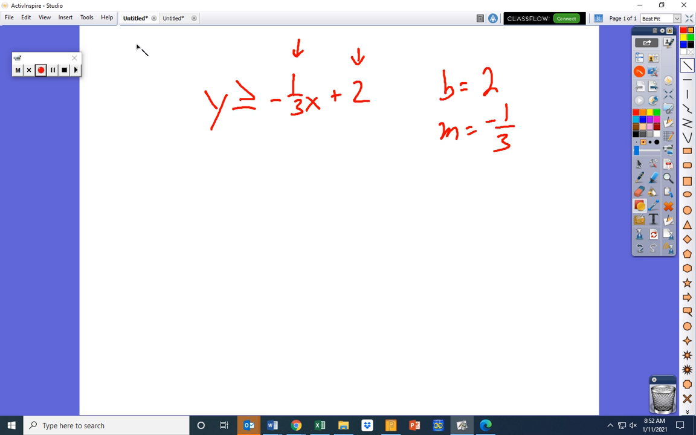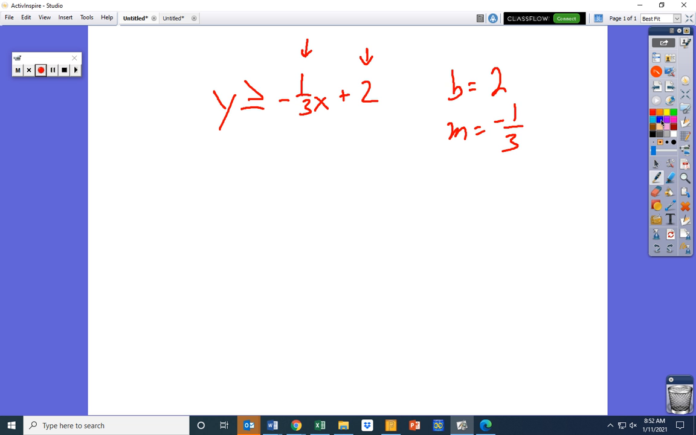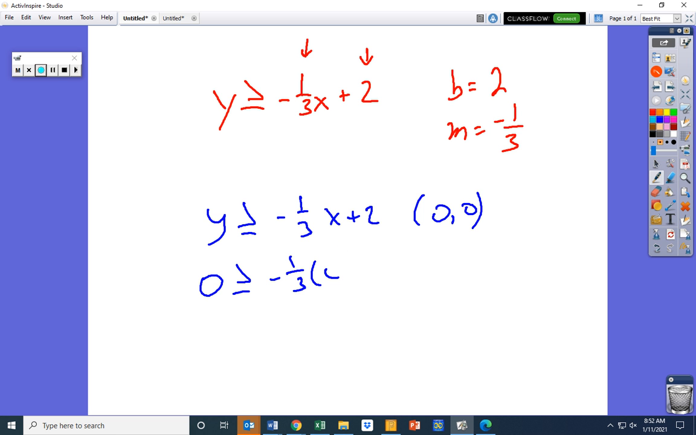So what's my next step? I graphed it. What was the next point? To shade, and I need to use a test point, right? What's the best test point to use? 0, 0. Okay? So that means I'm going to do 0, 0. That means y is greater than or equal to negative 1/3 x plus 2. So 0 is greater than or equal to negative 1/3 times 0 plus 2. What's negative 1/3 times 0? And what's 0 plus 2? Is 0 greater than or equal to 2?